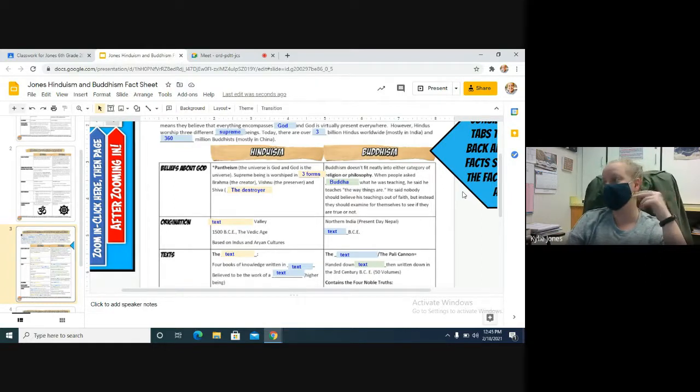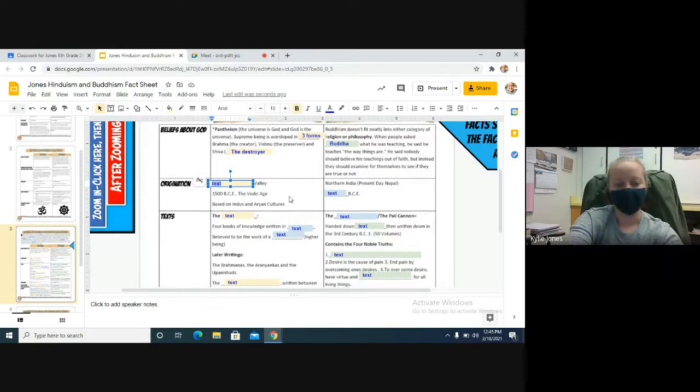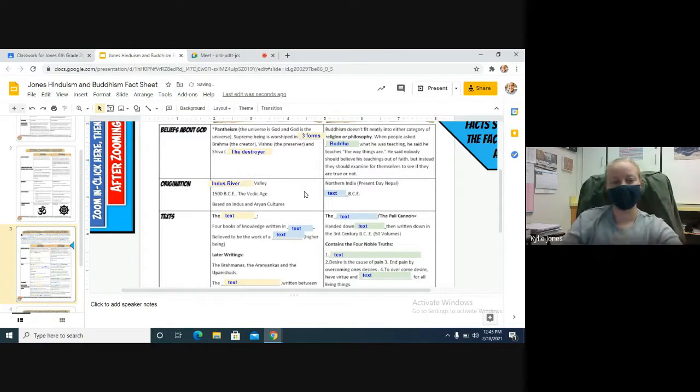Okay, about 30 seconds on this one, and then we'll go to the origination one, where it started. The word origination means beginning. Where does it start? Where is the origin of the religion? For Hinduism, where does it start? It's the Indus River Valley. So it started in the Indus River Valley, which is in India, around 1500 BCE, which is also called the Vedic Age, and it's based on Indus and Aryan cultures.